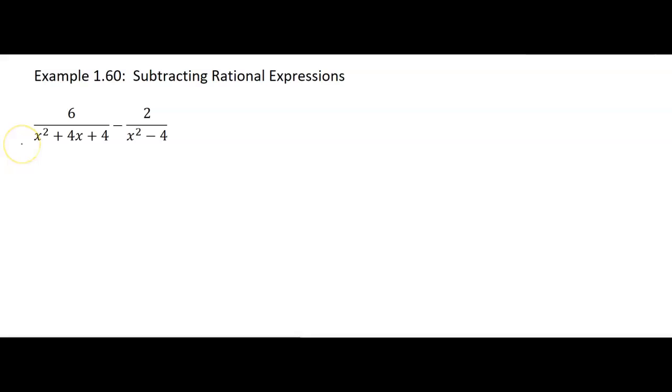They're not factored. So the first thing to do is factor those denominators. This first denominator factors into x plus 2 times x plus 2, or you could write it as x plus 2 squared. The other denominator factors, it's the difference of squares, x plus 2, x minus 2. So what will be in the LCD? I'll go over here and write my LCD.